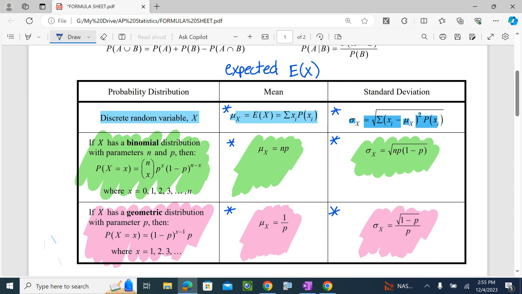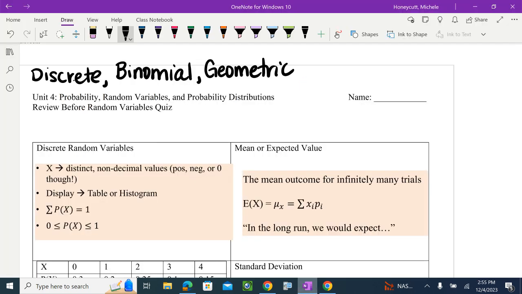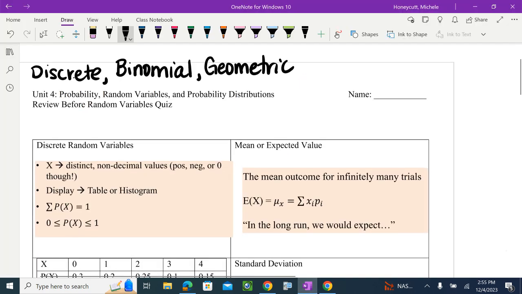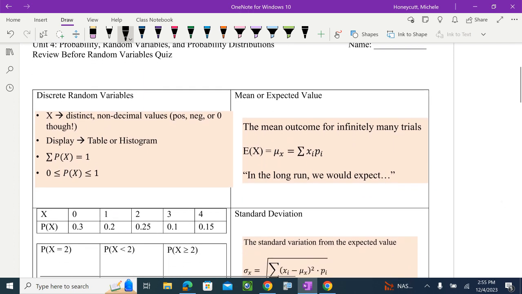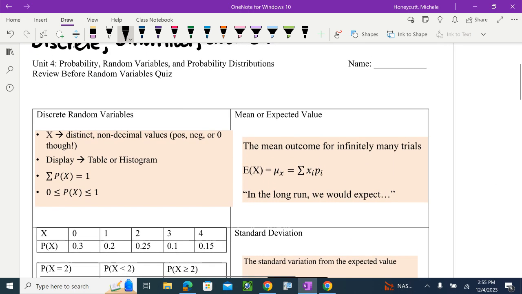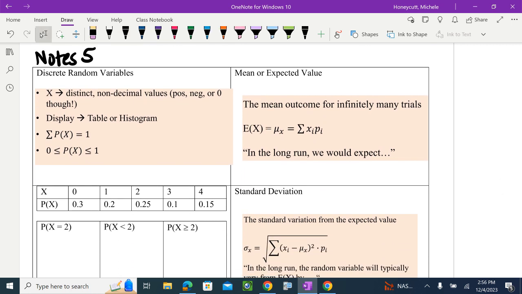So let's start off by talking about the discrete random variable. So that's where we started off. Discrete was in notes 5. And that's where we first were introduced to a probability distribution for a discrete random variable. You might see one as a table or a histogram.